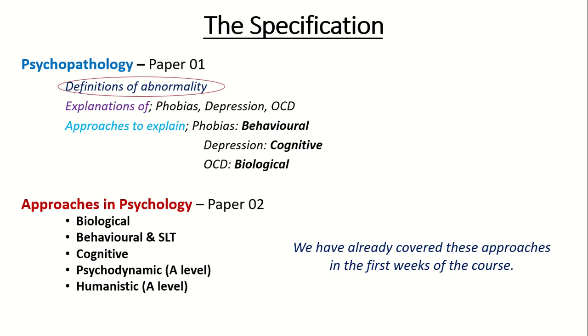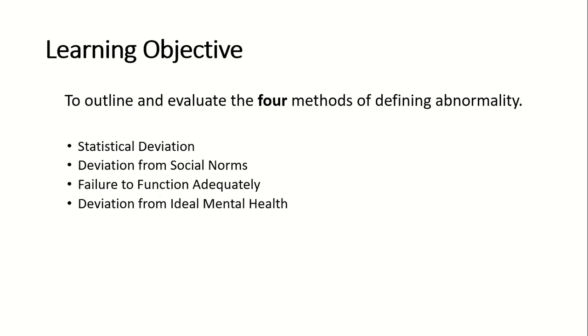So I said that we're going to start with definitions of abnormality. So this will be for the first 2 weeks. First of all, we need to look at standard deviations. Then we look at deviation from social norms, failure to function adequately, and deviation from ideal mental health. For today's lesson, or today's topic, is standard deviation.